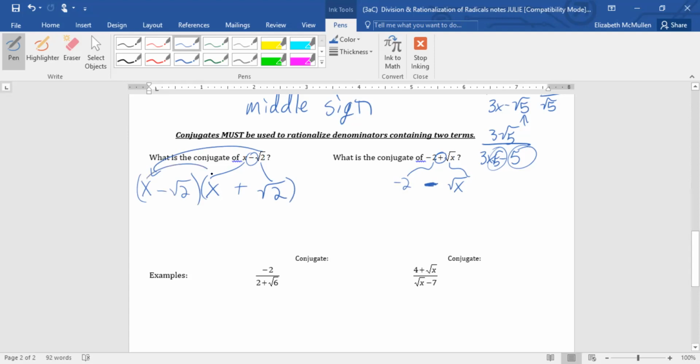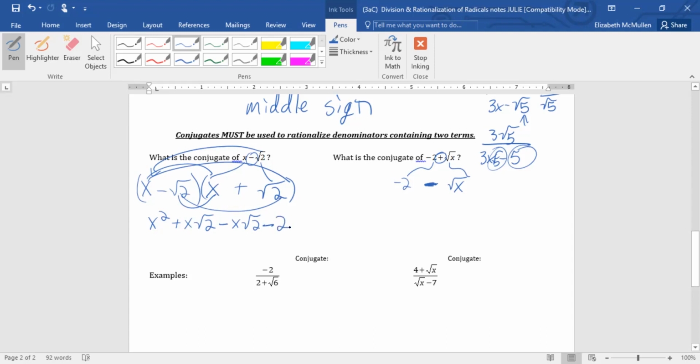So we're going to use FOIL first. x times x is x squared, outsides, x times positive radical 2, so plus x radical 2, insides, negative radical 2 times x, so minus x radical 2, and last, negative radical 2 times radical 2 gives me minus 2.